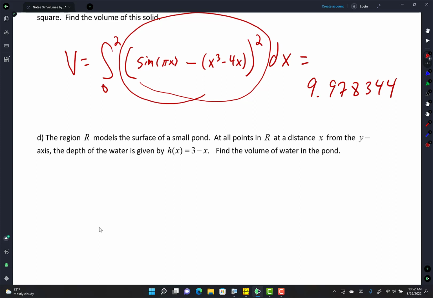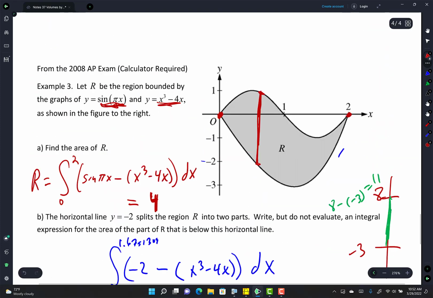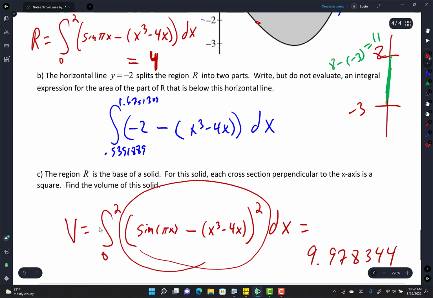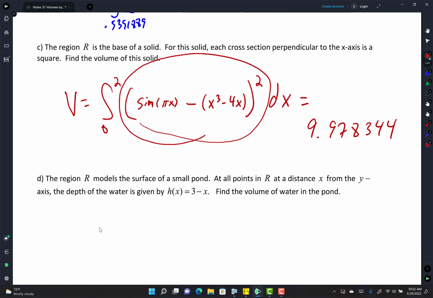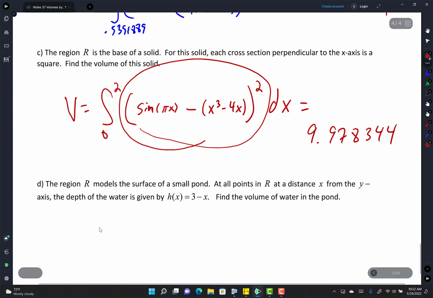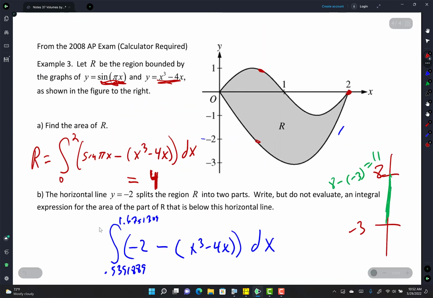Let's read it again. The region R models the surface of a small pond. So there's the surface. So you have a bird's eye view. You're looking at it from the bird's eye view. That's the surface of the water. At all points in R, at a distance x from the y-axis. So what it's saying is this, guys. Right here, you're 3 feet deep. Does that make sense to you guys?